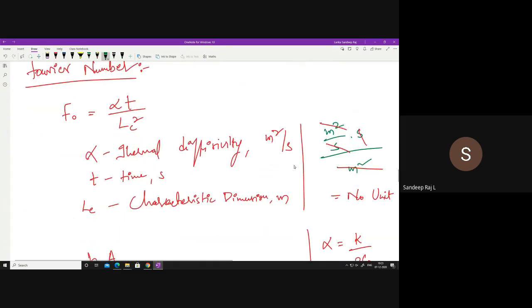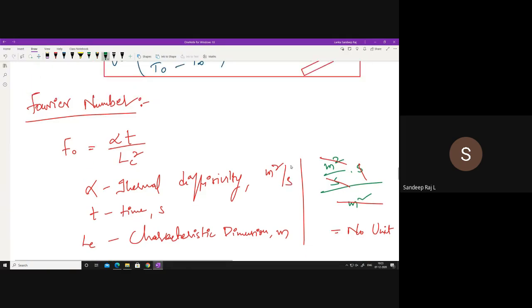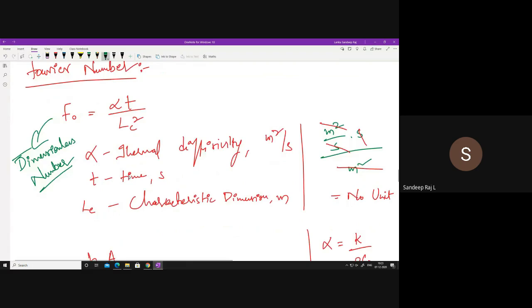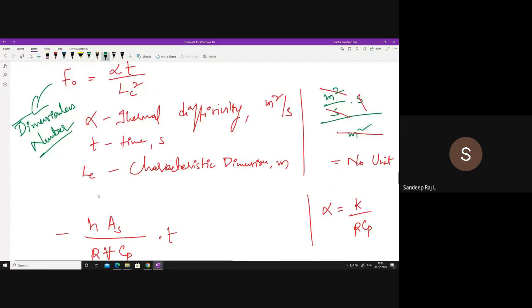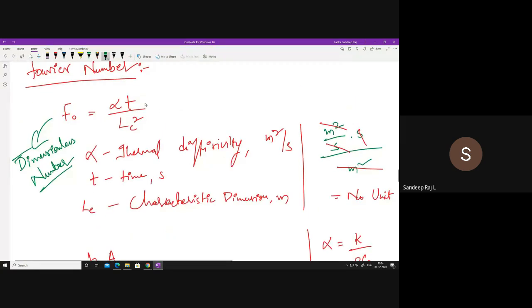So the next thing is one more dimensionless number. It is the Fourier number. You have seen this Fourier number is alpha t by Lc square. This is actually non-dimensional time. This is like non-dimensionalizing the time here.